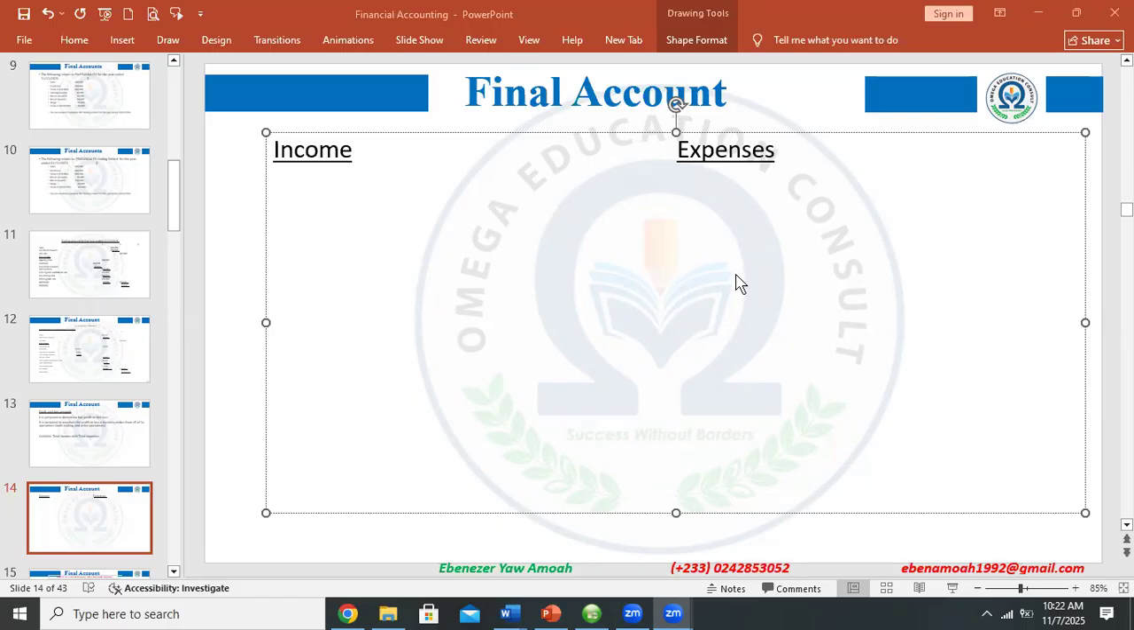Okay. So we know the expenses, so no need wasting time on listing the expenses, right? Let's go to the income. Please pay attention. The obvious income is the gross profit, right? Which is the profit from the trading. So that one will come into the profit and loss account. If it is a loss, you bring it, right?